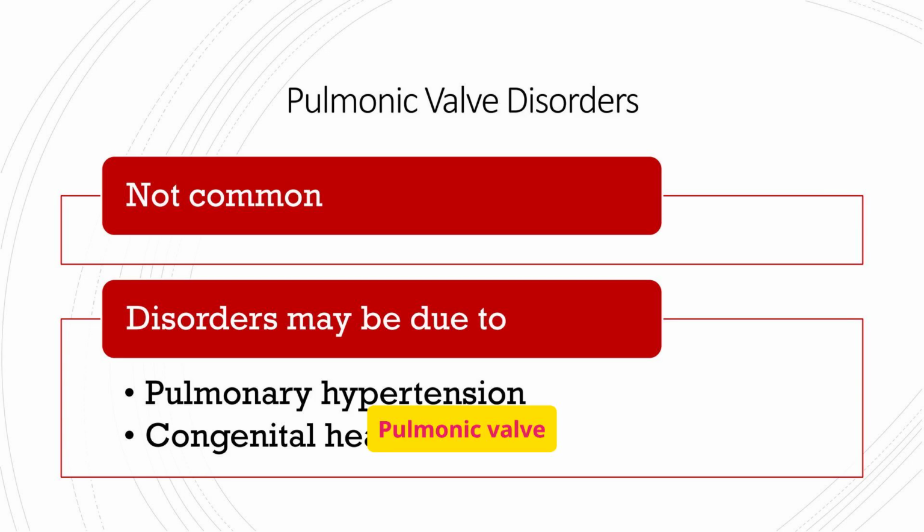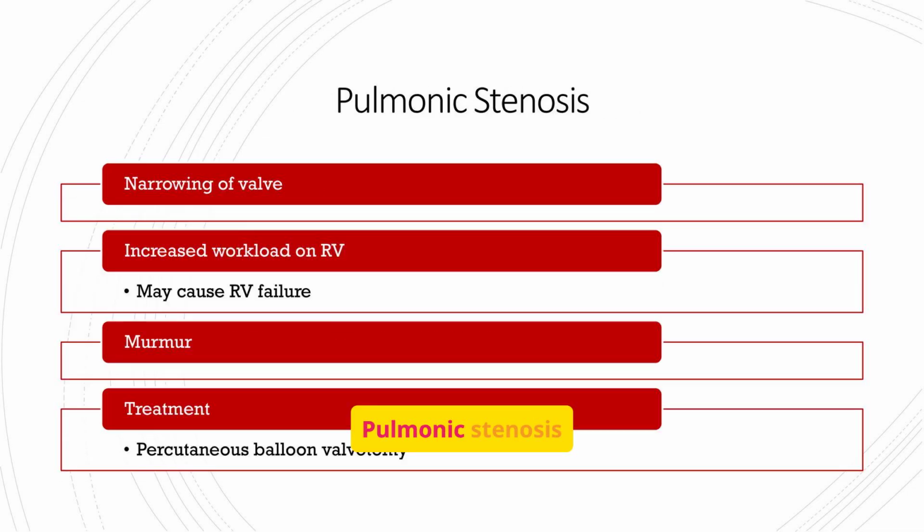Pulmonic valve disorders are not common. They may be due to pulmonary hypertension or congenital heart disease. Pulmonic stenosis involves narrowing of the valve, increasing the workload on the right ventricle, which may cause RV failure. A murmur is present. Treatment involves percutaneous balloon valvotomy.